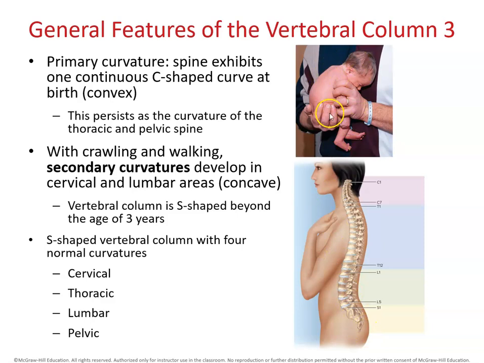Now, in newborns, it's just a smooth C shape, and this changes as babies learn to crawl and walk. They get the more distinct adult type shape to their spine.